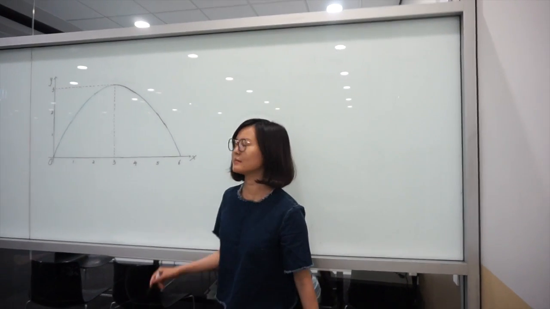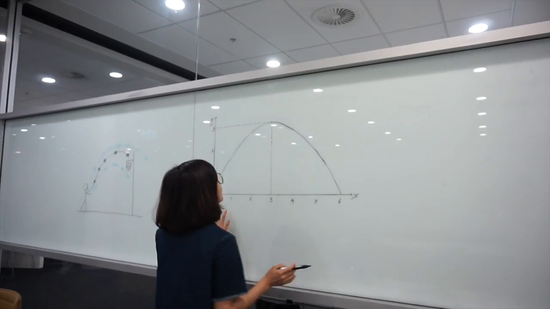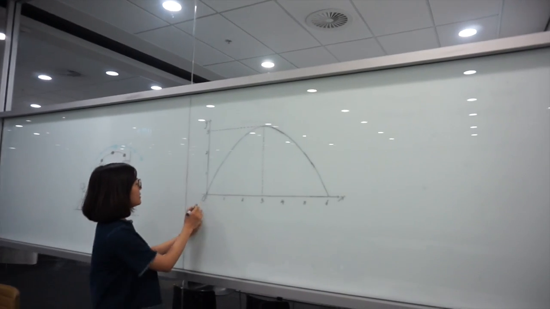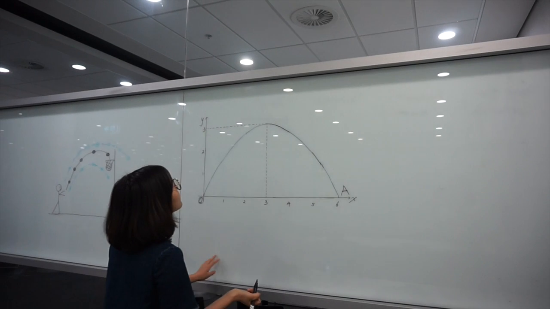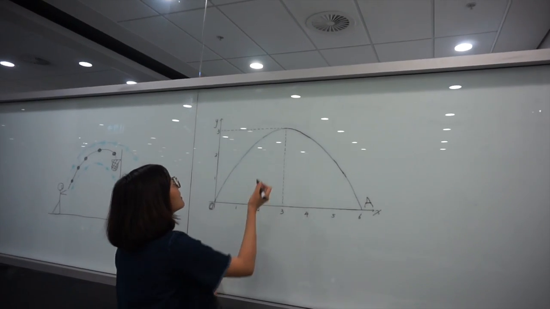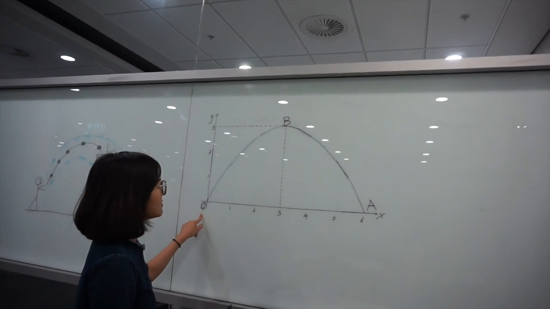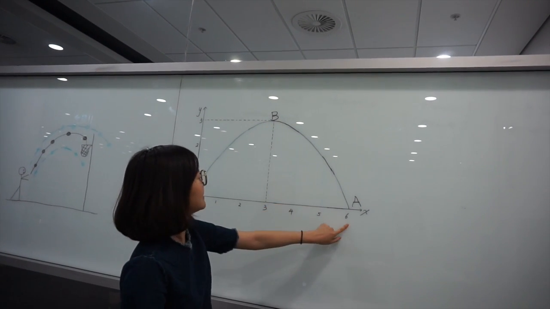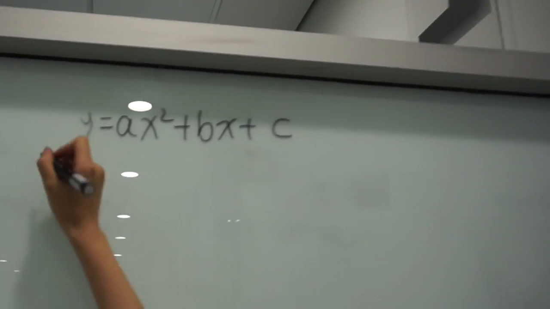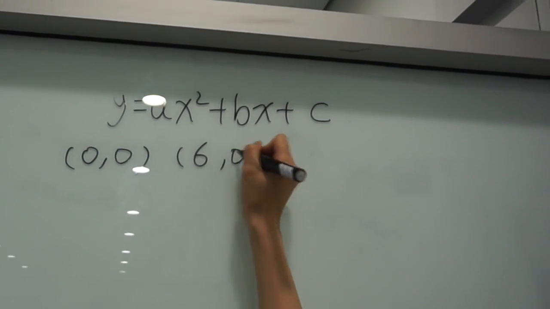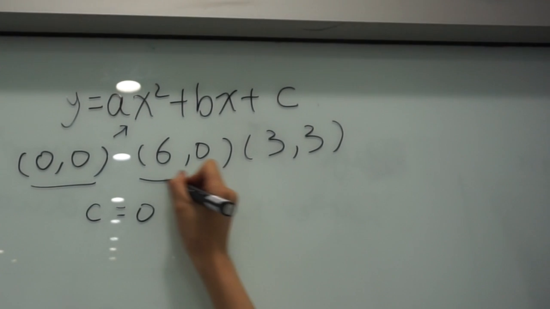Let's see the whiteboard. According to the question, we can draw a graph like this. We suppose O is the origin, A is the other intercept, and the maximum point is B. Then we get 3 points: (0, 0), (3, 3), and (6, 0). The equation of the parabola is y equals ax squared plus bx plus c. We can put the 3 points into the equation to find it.